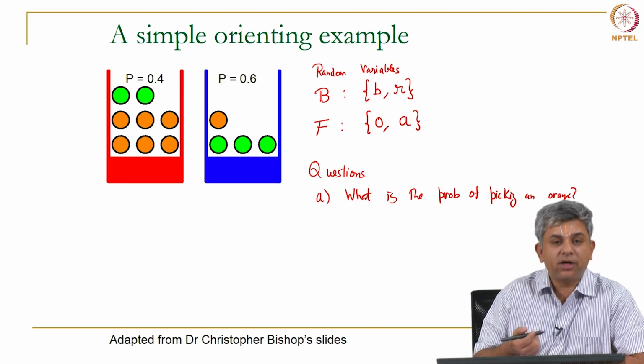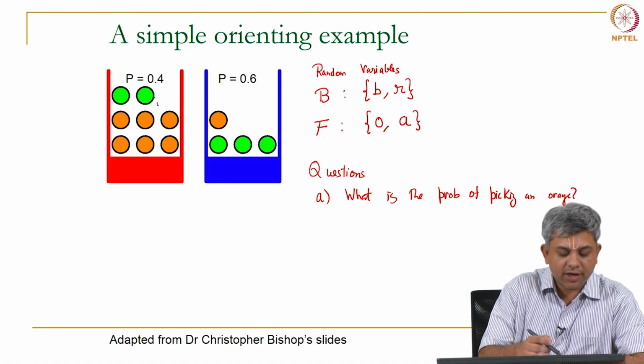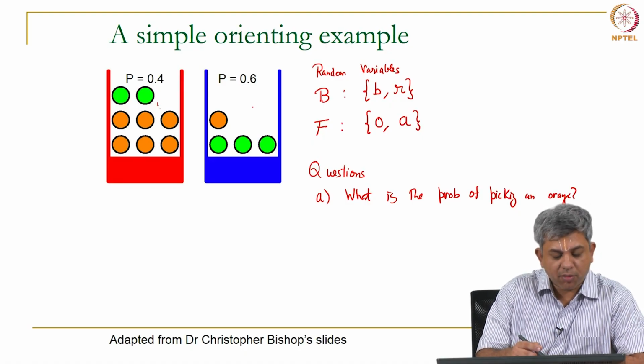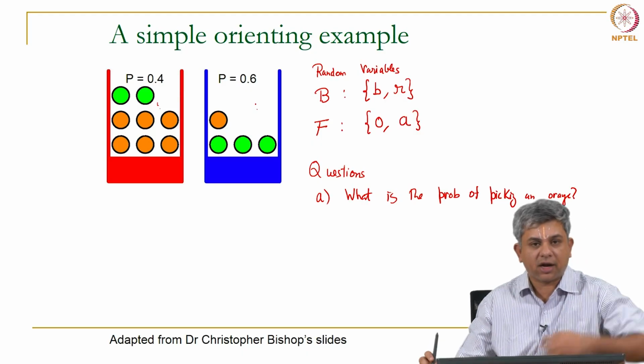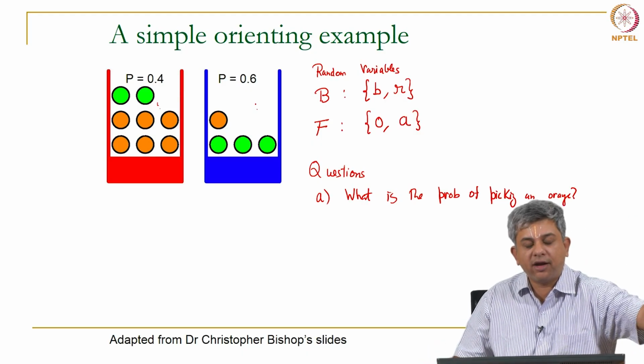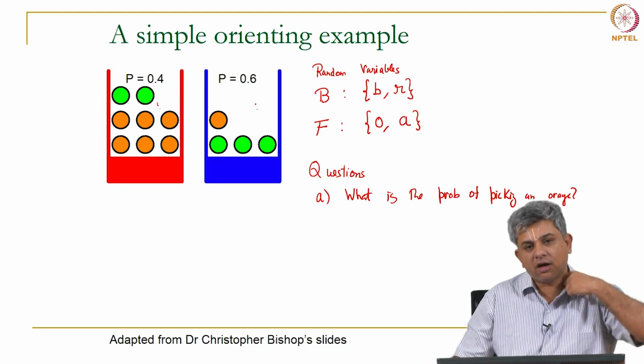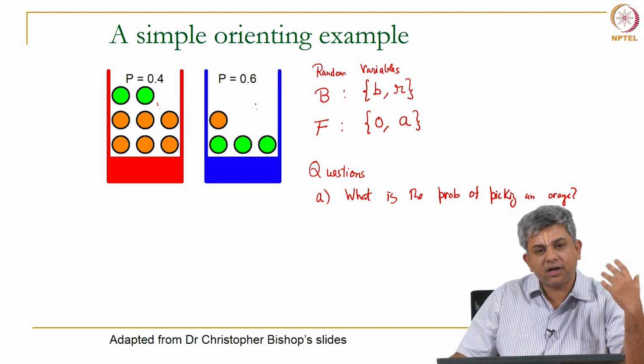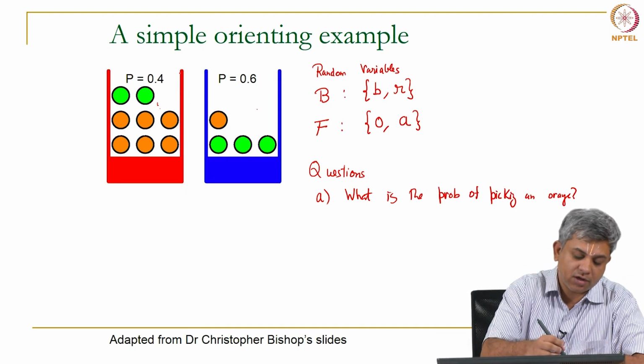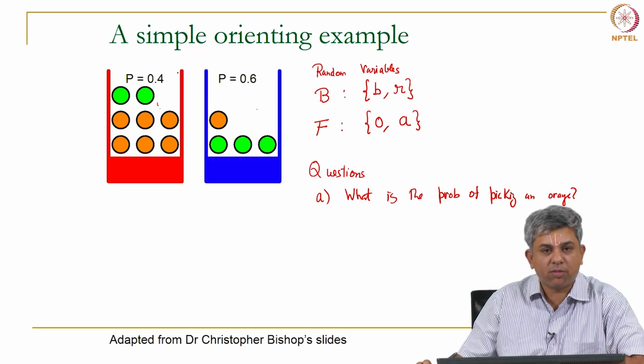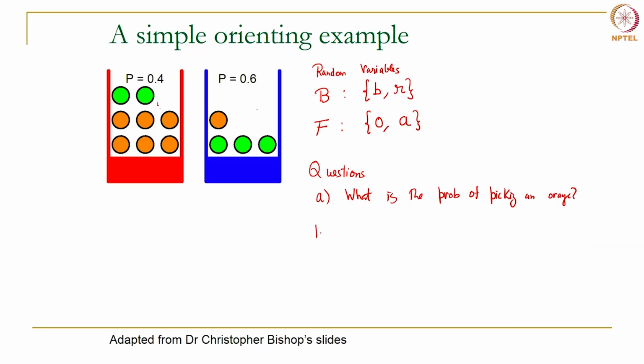Now clearly the probability of picking an orange from this basket is different from the probability of picking an orange from this basket, but randomly, if you just put your hand in one of the baskets and pick a fruit, what is the probability that it is going to be an orange, given that I pick the red basket with probability 0.4 and the blue basket with probability 0.6? Okay. This is one simple question we could ask.